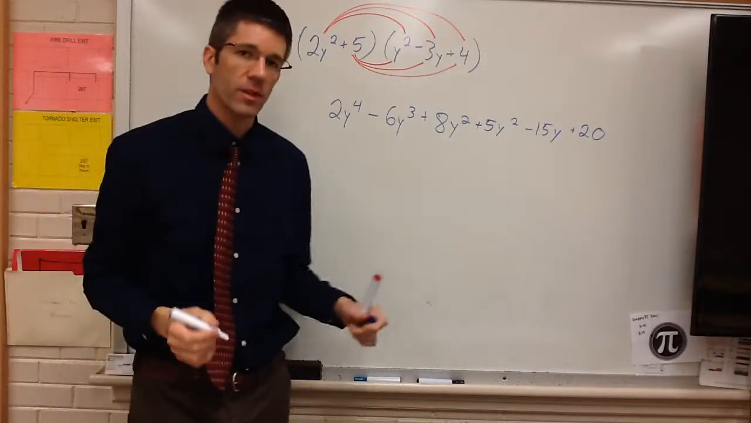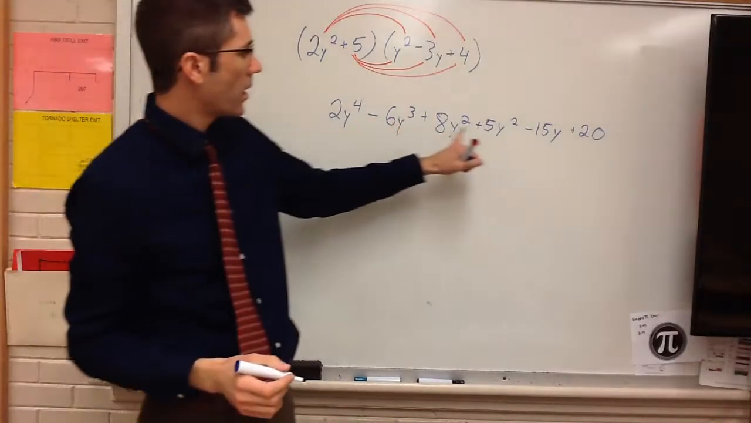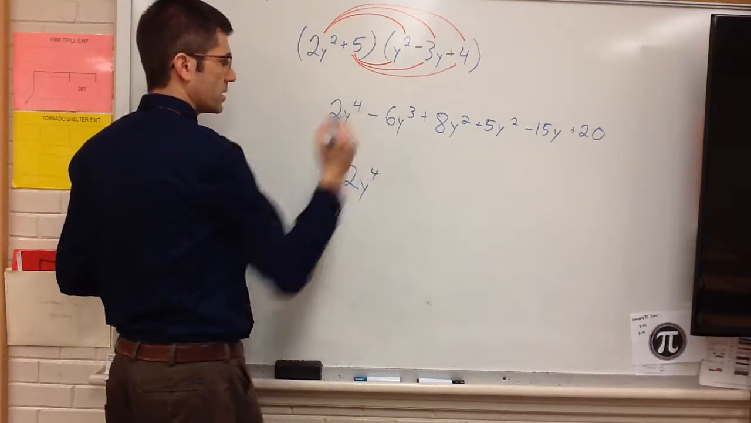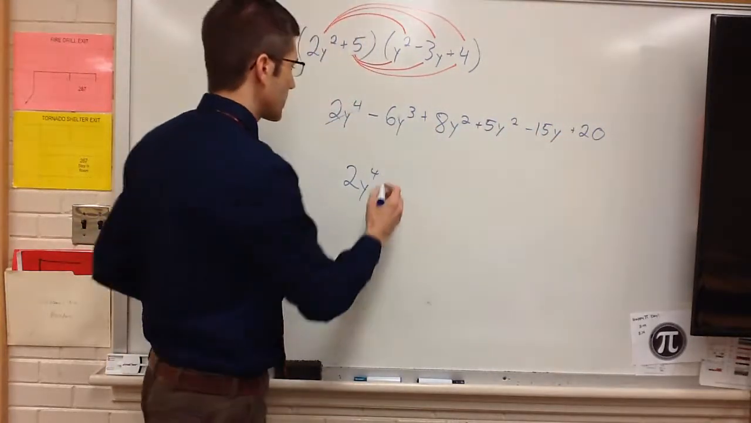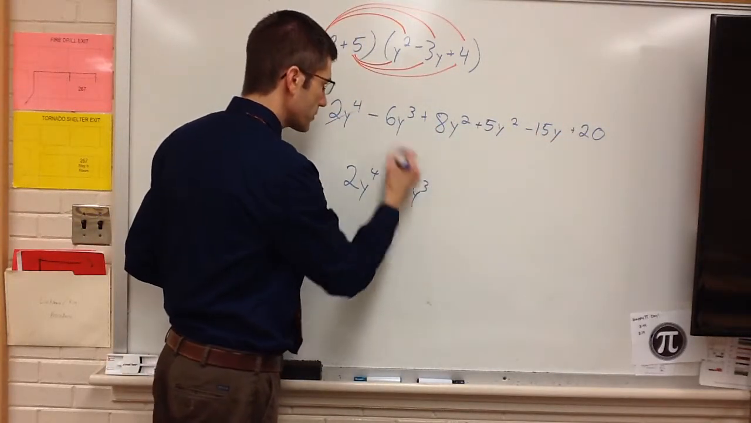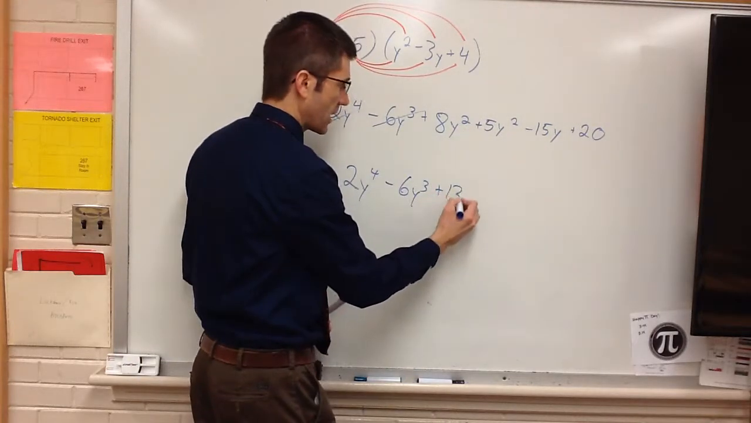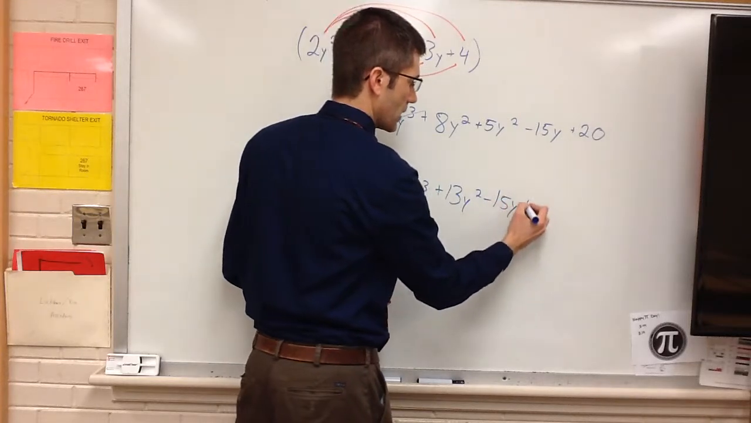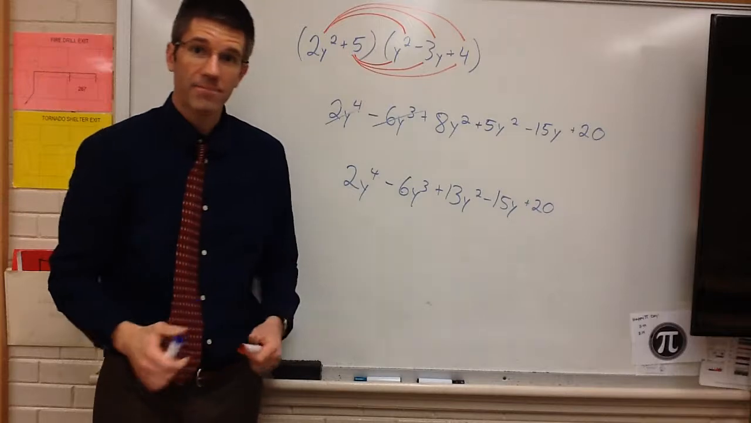Okay, looking for like terms. Look, there's a 4. He's the only one of his kind. You're done. There's a 3. He's the only one of his kind. There's a 2. There's another one. 13. 8 plus 5 is 13. 15. 20. There we go. All right. And that's it.